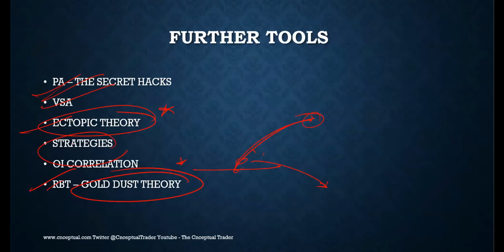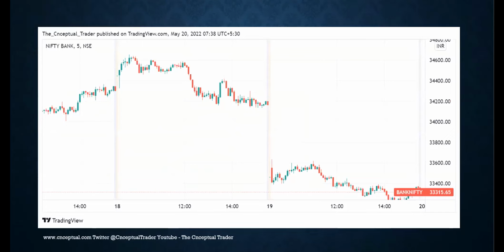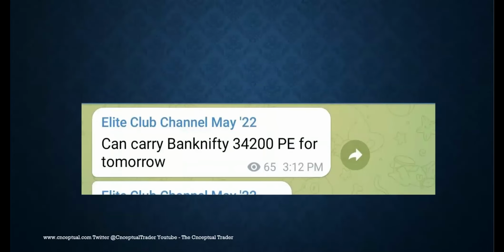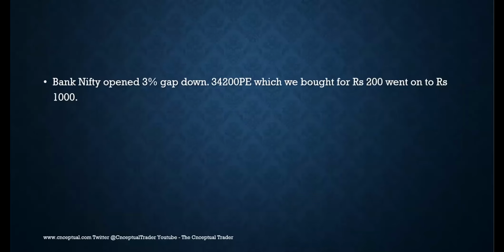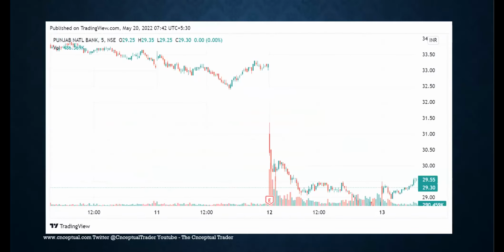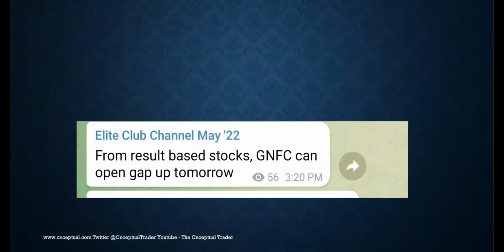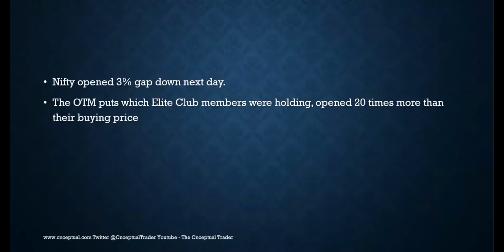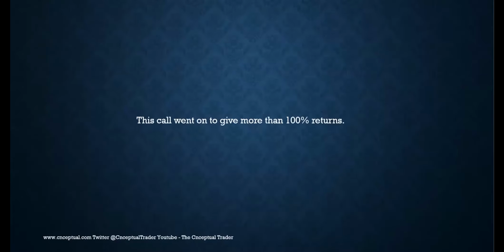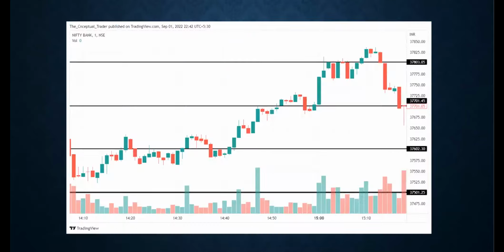Then we have a lot of strategies and Y correlation data points also. So you should learn about all those things. And then you can see OI is so powerful. You can take this kind of killer trades also. This 200 rupees option went up to 1,000 rupees. Then we have this GNFC 11%. A lot of trades are there which are giving more than 100%, 200, 300% returns like that. So I'll be discussing these things with you guys.